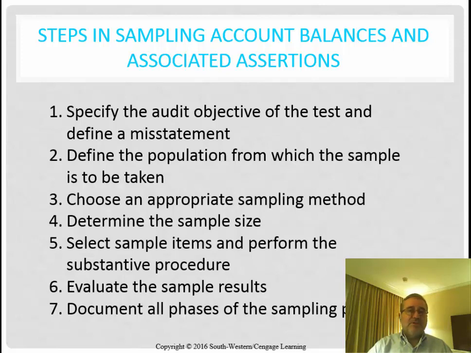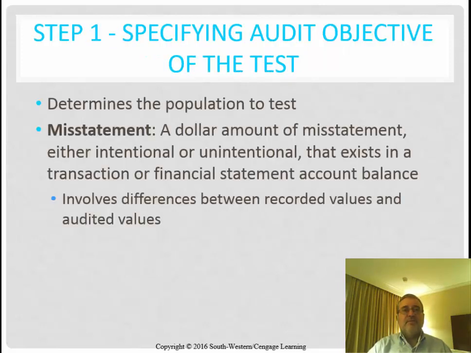We specify the audit objectives of the test, define a misstatement. We define the population from which the sample is to be taken. We choose the appropriate sampling method, determine the sampling size, select sample items, and perform our substantive procedures, evaluate, and document. Step one is what we're looking at is the population.